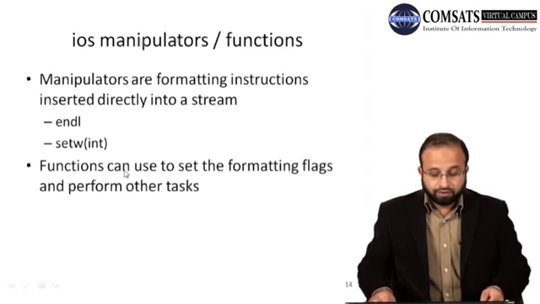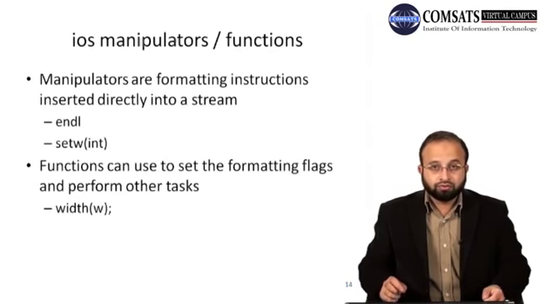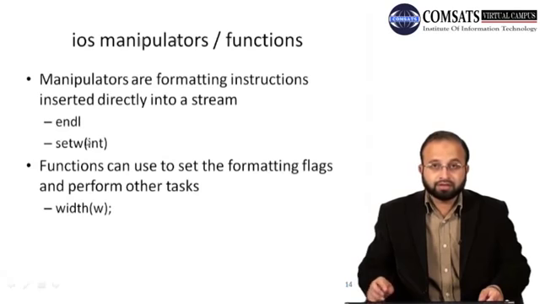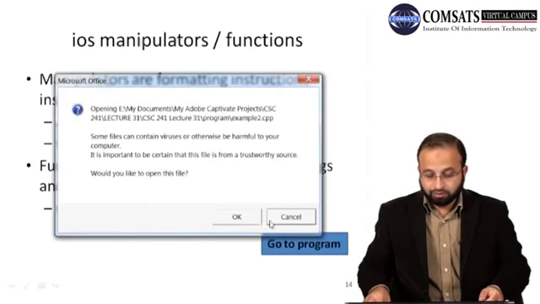The other thing is a function. A function can be used to set the formatting flag and perform other tasks. For example, the width function. So what you do is you call a function with the cout object, like cout dot width, and then specify the width, right? So these are the functions, and the manipulators, you directly insert into the stream. Let's go to the program.